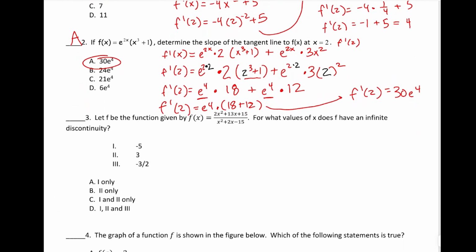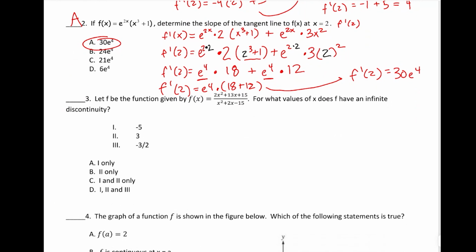Number 3 says let f be a function given by this rational function. For what values of x does f have an infinite discontinuity? All right, so to have an infinite discontinuity, our function must have a vertical asymptote.